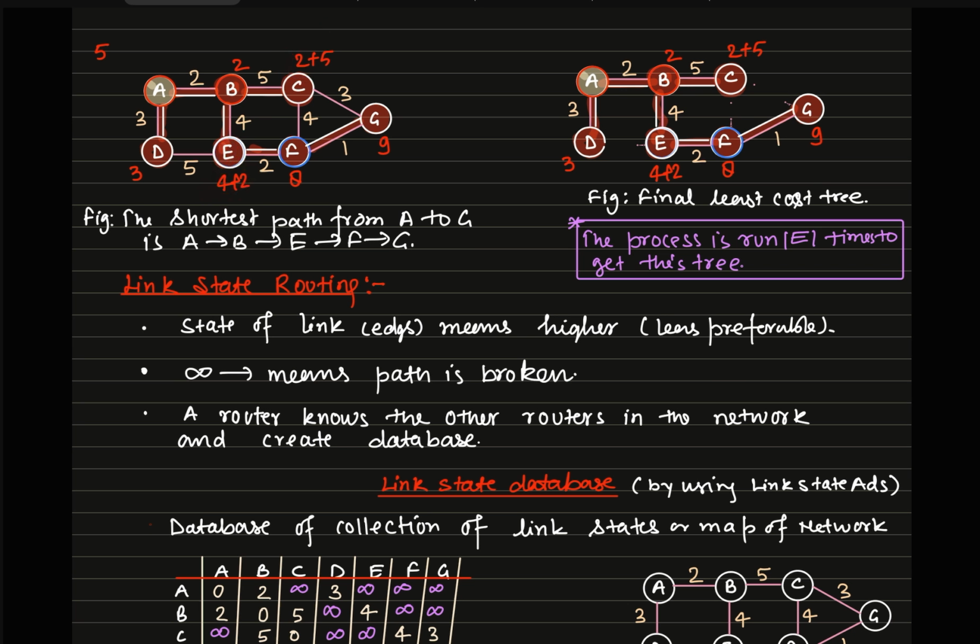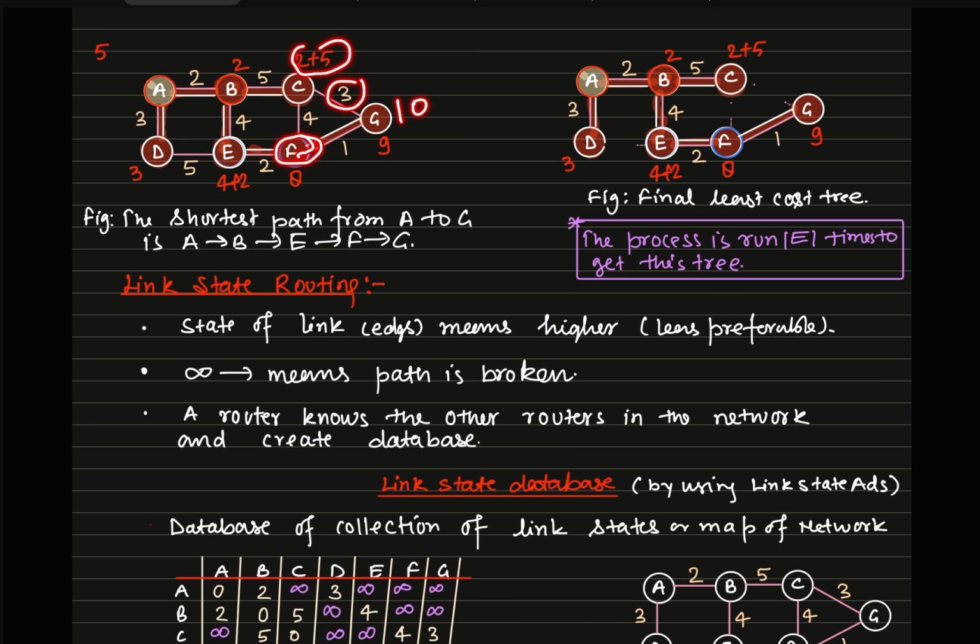From E we explore all the other neighbor routers. We update the weight 6 plus 2, that is 8. Similarly, next step we see 8 and 7, so we start exploring from 7. We reach this one, and this will update to 7 plus 3, 10 over here.